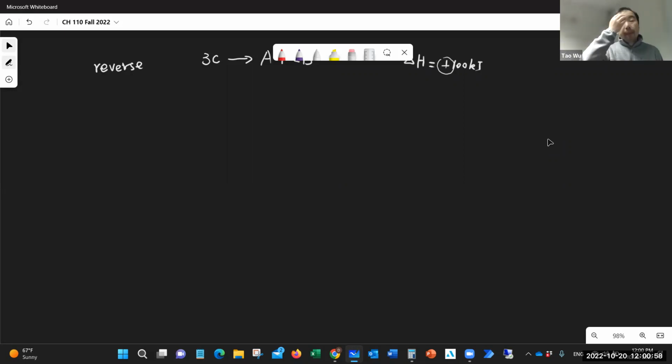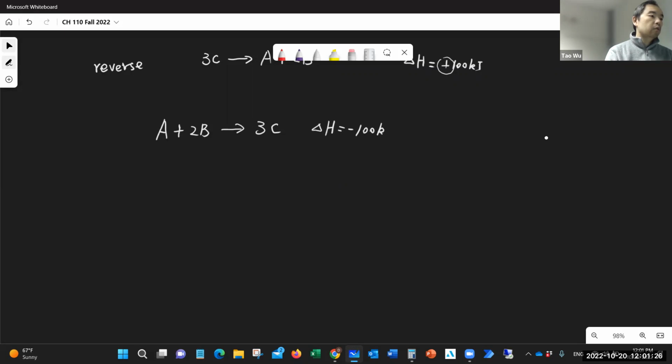Okay, so let's come back. The last manipulation is addition. So if you have two equations, for example, A plus 2B to form 3C, and the enthalpy of this reaction is negative 100 kilojoule.